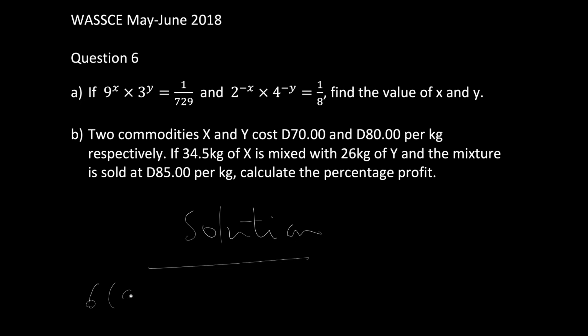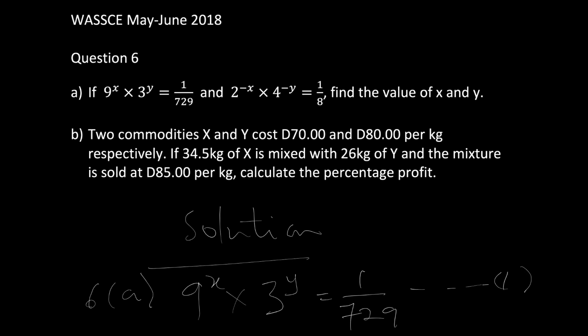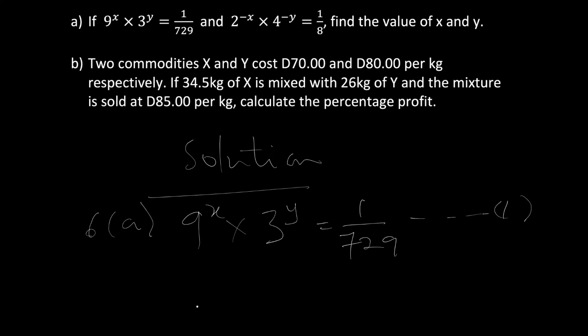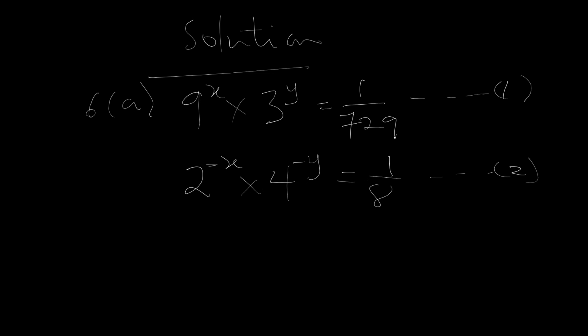So 6a. We have 9 raised to the power x times 3 raised to the power y is equal to 1 over 729. Let's call this equation 1. Then we have 2 raised to the power negative x times 4 raised to the power negative y is equal to 1 over 8. Let's call this equation 2. Now we have our equation 1 and equation 2.